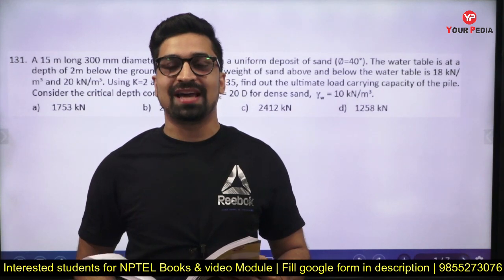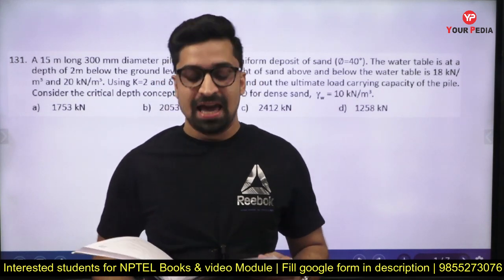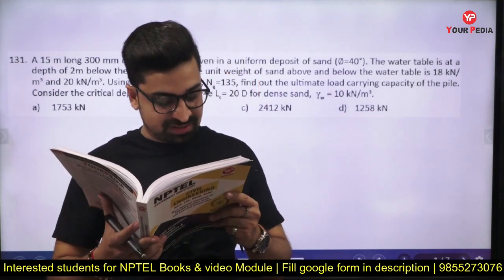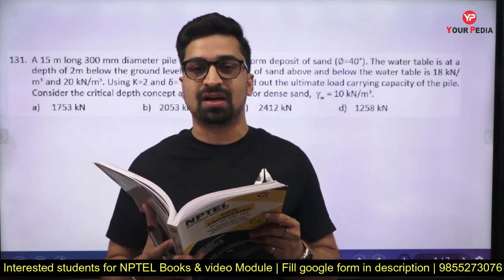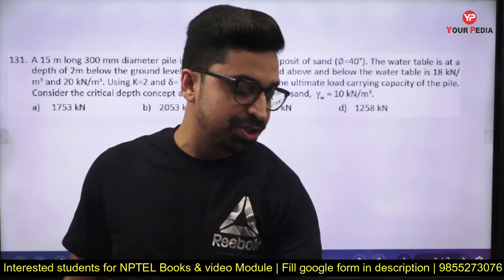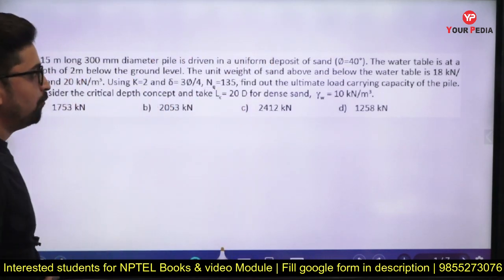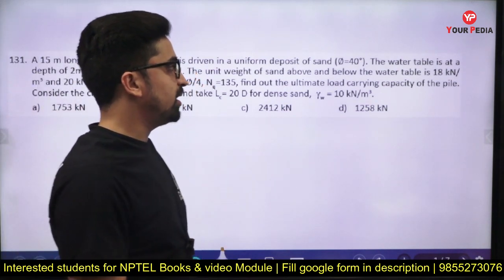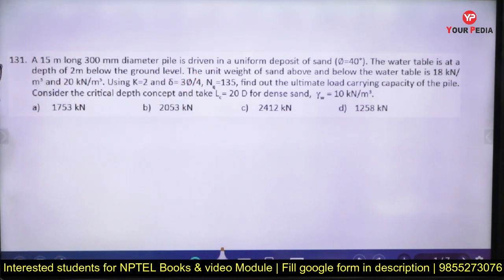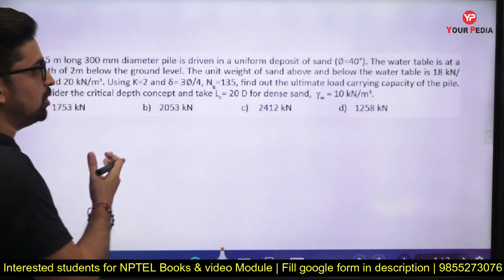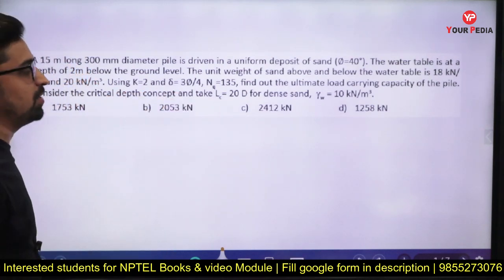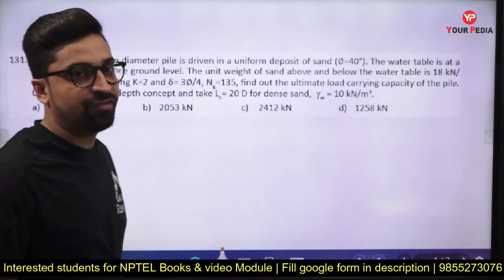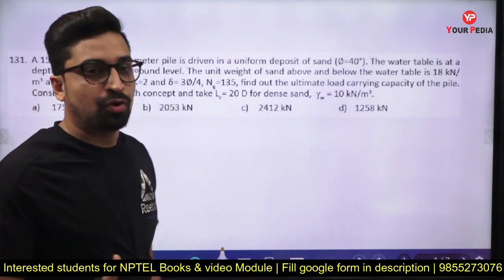I'm your mentor Rohit Singh and today we are going to discuss an NPTEL assignment question of the subject Soil Mechanics, which is given on page number 174 as question number 131. In this question they have given you a pile which is driven into a deposit of sand of 40 degrees, and the water table is at a depth of 2 meter below the ground level. Gamma value along with K, delta and Nq are given for this and they are asking you to calculate the ultimate load carrying capacity of the pile. So let us start this question.